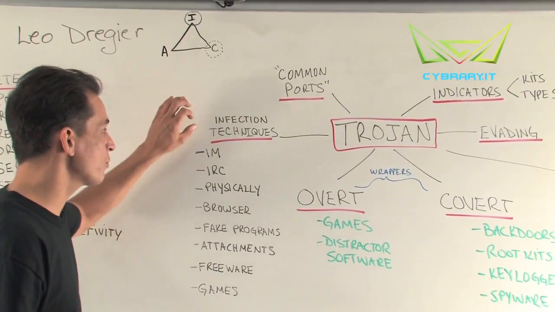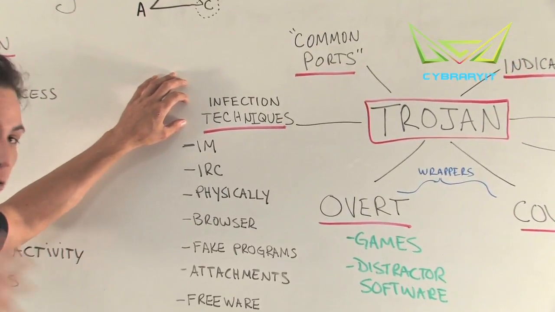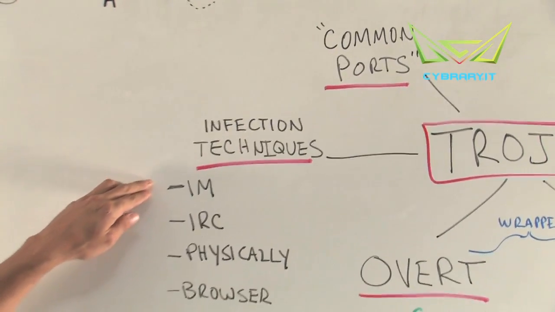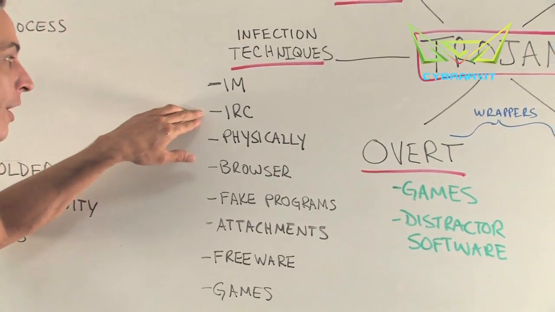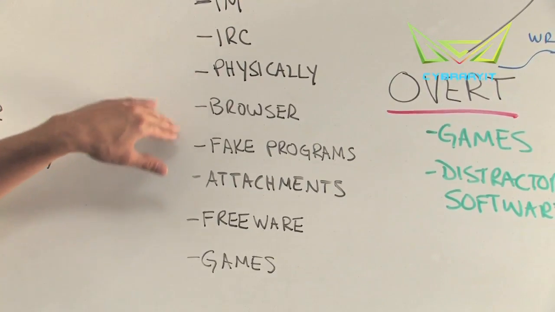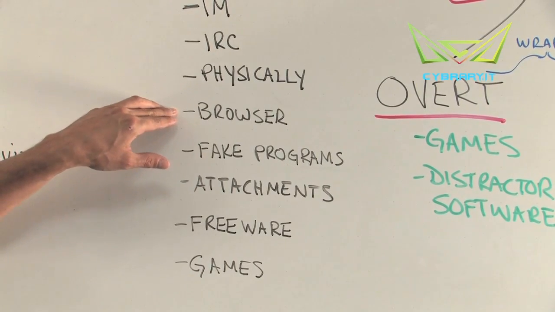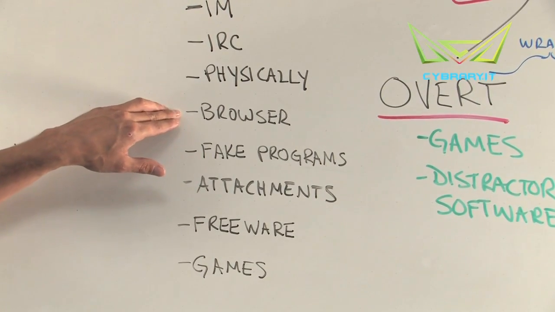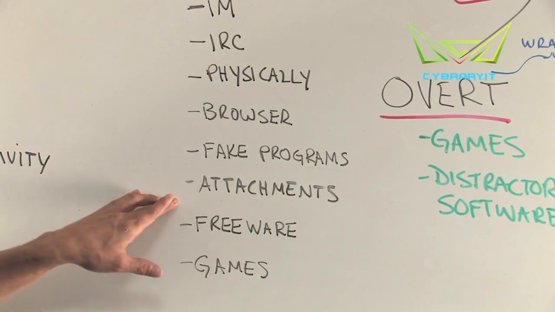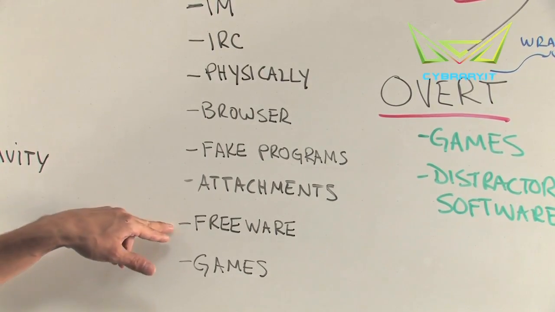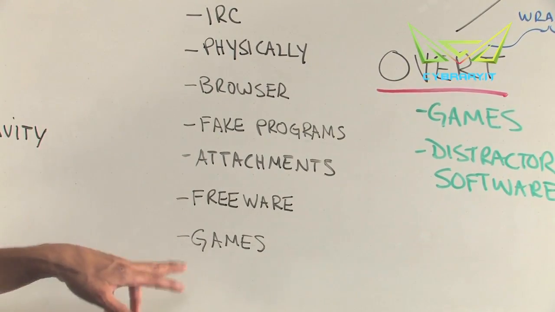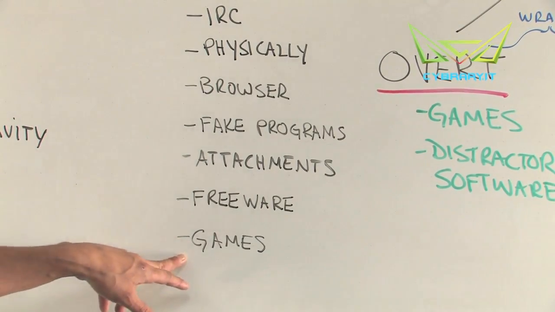Next, let's go through the infection techniques, right? How do we actually get the user to click on our stuff? Well, here are the most common mechanisms. We can use instant messaging or IRC or ICQ style traffic. You can physically install it on the computer, or maybe through a web browser as a script or a JavaScript or a download or an ActiveX component or something to that nature. Or maybe use some sort of fake program, or maybe as an attachment through email, or advertised as some sort of freeware or bundled utility or some sort of game, right?